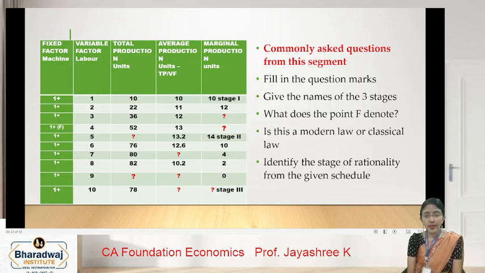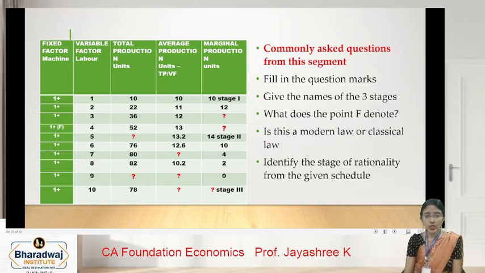Take down the data very neatly, so that when you calculate, it will be easy for you. We have the fixed factor column given to you, and we have taken the example of machine. Variable factor, we have taken the example of labor. First column is total production in units. We have given you the numbers, the variables. I think it should be clear. 10, 22, 36, 52, question mark, 76, 80, 82, question mark, 78.